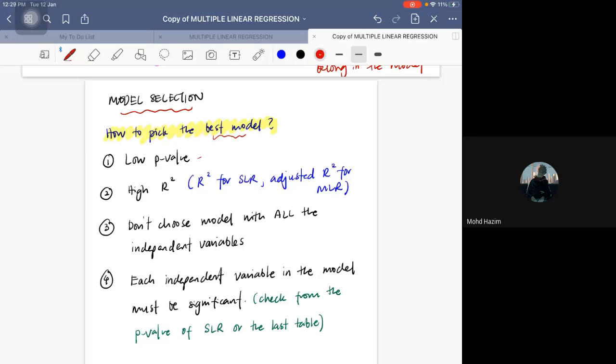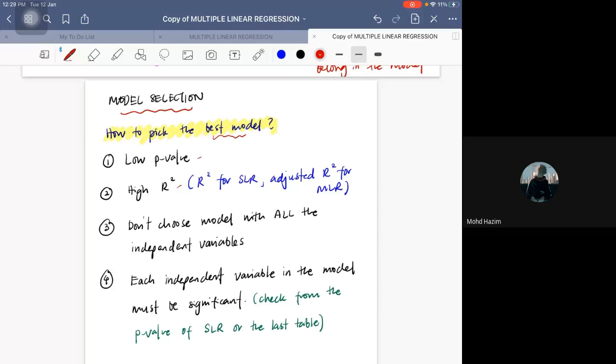And then the second rule is that your model should have a high R-square, because R-square is telling you the connection between the independent variable and the dependent variable. The higher the percentage, the stronger the connection between the independent and the dependent variable. So you want a very high coefficient of determination.